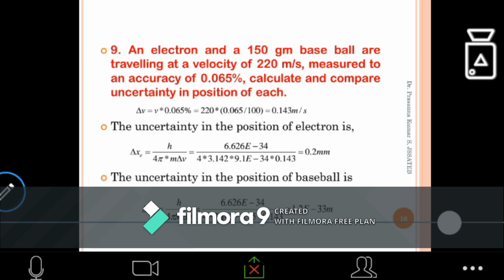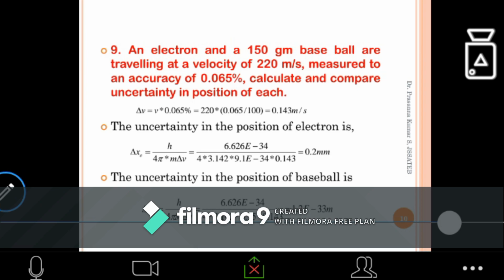So now the formula as usual, delta x into delta p is greater than or equal to h by 4 pi, that is the basic equation of uncertainty of momentum and position. So here as given, we don't have straight away the momentum. So momentum is equal to mass into velocity. So delta p is equal to m times delta v. Since he already gave the velocity 220, we'll calculate the uncertainty in its velocity, that is delta v, that is equal to velocity, given velocity is 220 meter per second, with an accuracy of 0.065%.